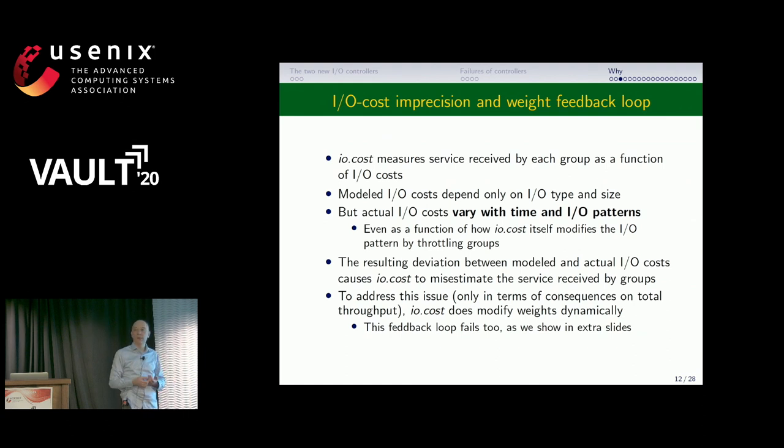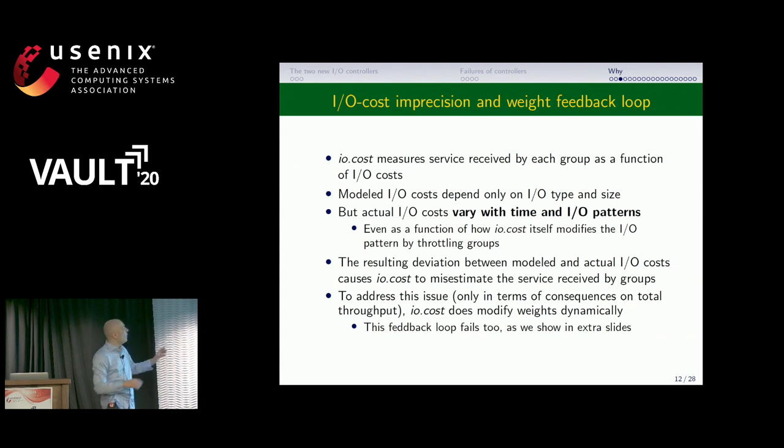This is completely false. Even what io.cost does modifies the cost of the IO, because by throttling IO, io.cost modifies the IO pattern. So it's very complicated. So there is a deviation between the modeled and the actual IO costs, and this causes a misestimate of the service received by groups. So when io.cost tries to give to every group the right amount of service, it doesn't give the right amount of service because the service is estimated wrongly.